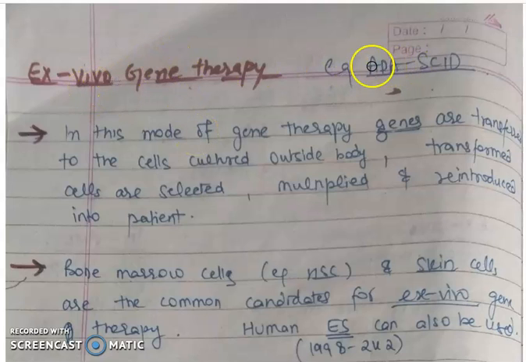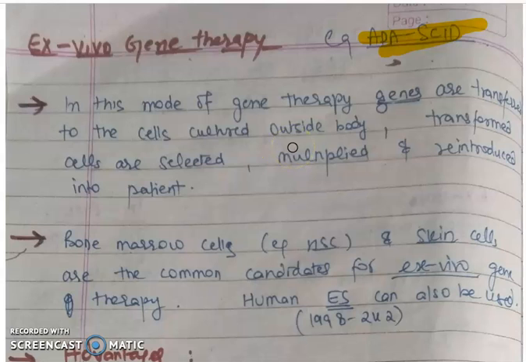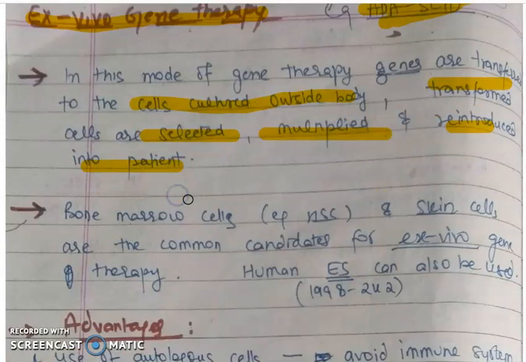Ex vivo gene therapy is best exemplified by ADA-SCID, adenosine deaminase severe combined immunodeficiency syndrome, the same one for which the first gene therapy was attempted on a 4-year-old girl, Ashanti DeSilva, who was suffering from ADA-SCID. That was ex vivo gene therapy. Her somatic cells were taken out from the body. In this mode of gene therapy, the genes are transferred into cells that are cultured outside the body. Then the cell is transformed, or transfected. The transfected cells are selected, multiplied, amplified in vitro, and then put back into the patient's body.